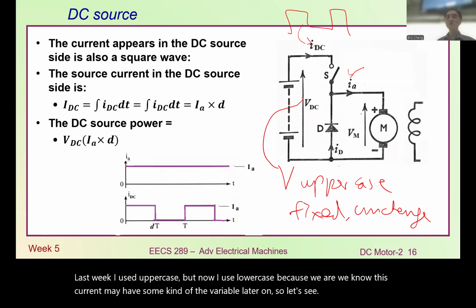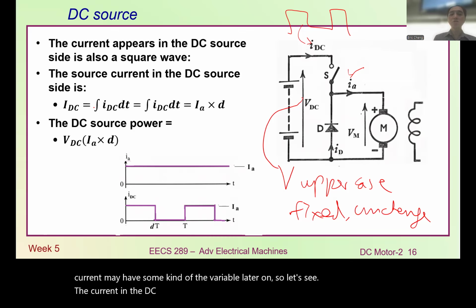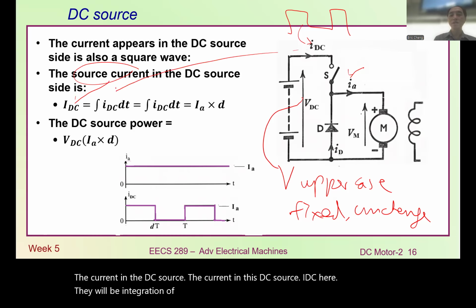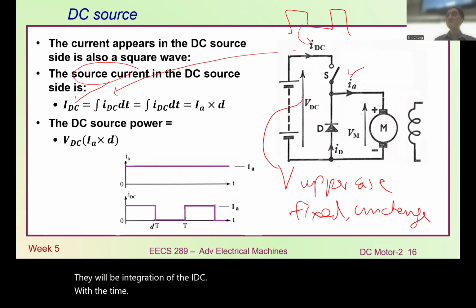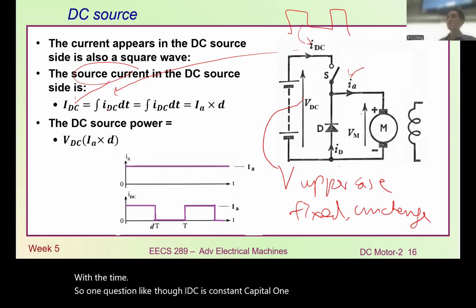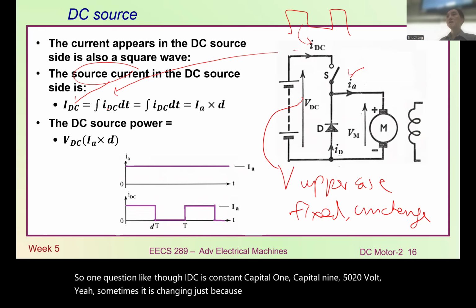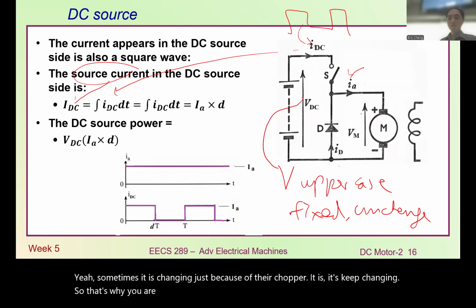So let's see the current in the DC source, the current iDC here. It will be the integration of iDC with time. One question: IDC is constant, uppercase, like 15 volts or 20 volts, but it seems to be changing just because of the chopper, it keeps changing. So that's why we use lowercase letters.